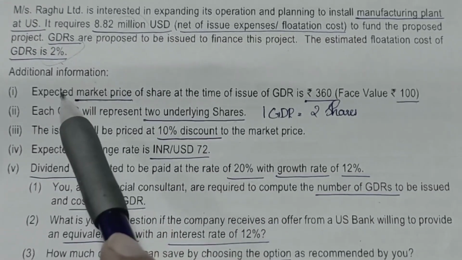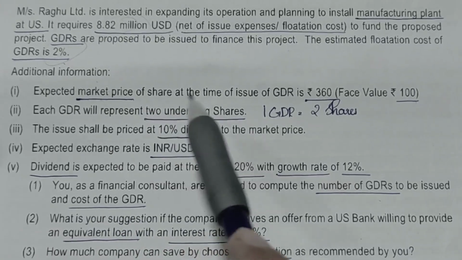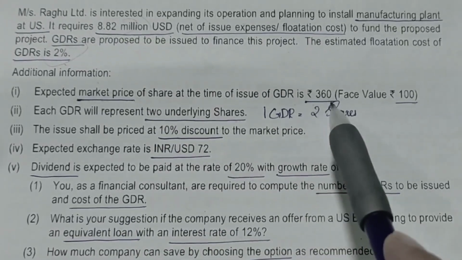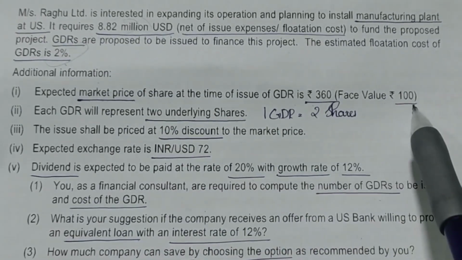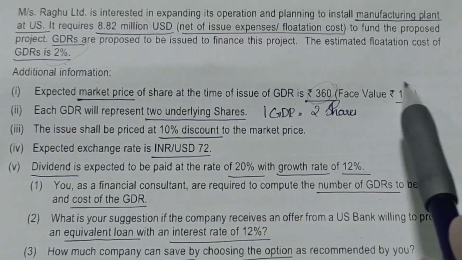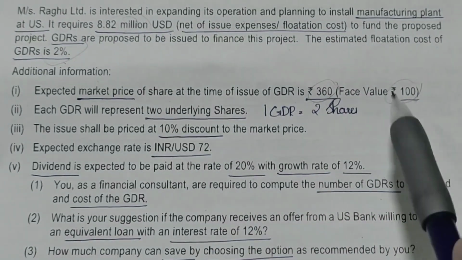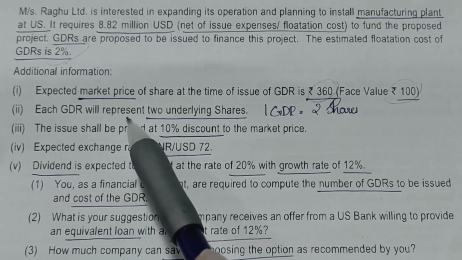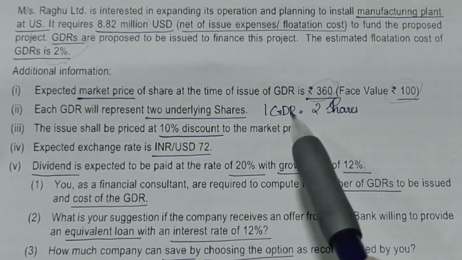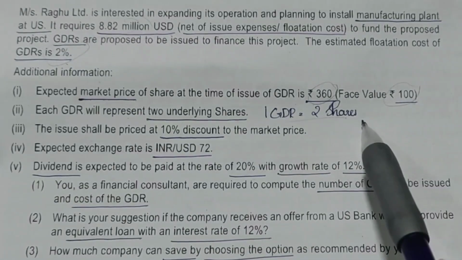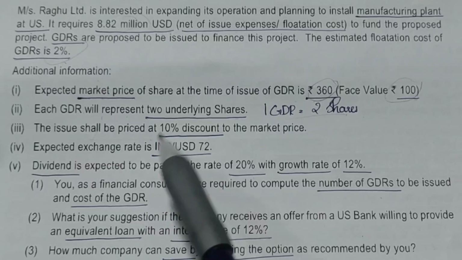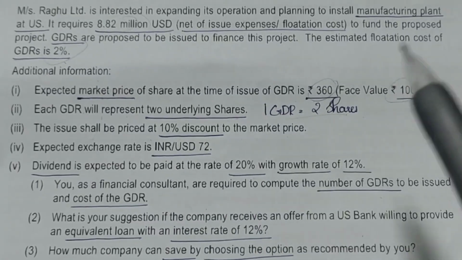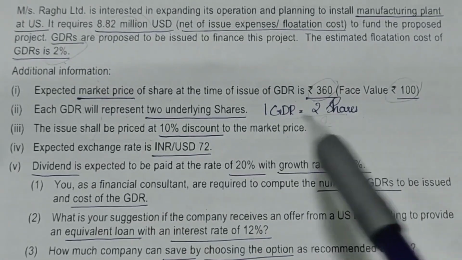Additional information. Expected market price of share at the time of issue of GDR is 360 rupees. Face value is 100. So market price is 360 and face value is 100 for 1 share. Each GDR will represent 2 underlying shares. So 1 GDR is equal to 2 shares. The issue shall be priced at 10% discount to market price. So 90% will be the price.